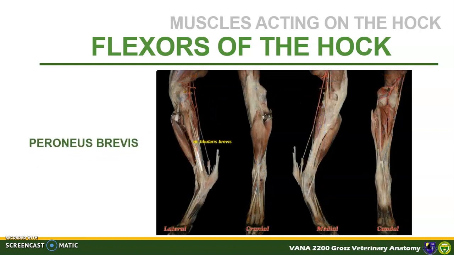A deeper dissection is needed to show the peroneus brevis or the fibularis brevis. It has short fibers, implied by its name, brevis meaning short, that remain closely applied to the lateral tibial and fibular surfaces. This muscle is found only in carnivores and is a weak muscle.